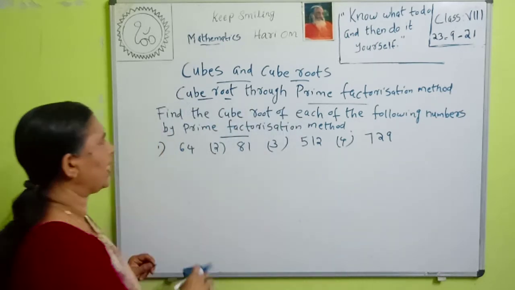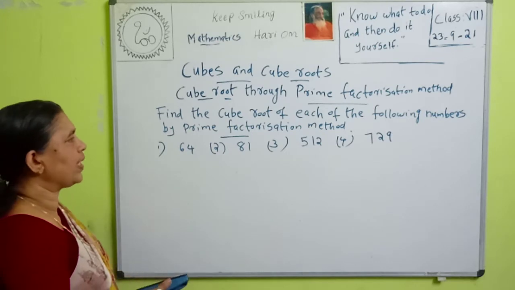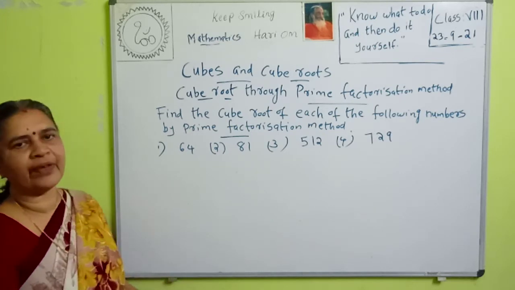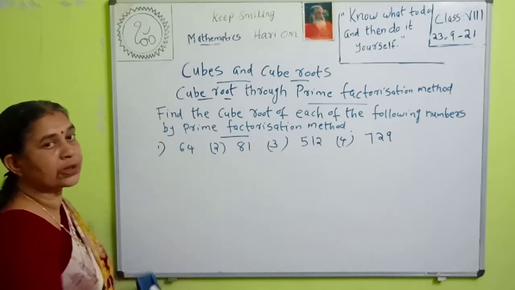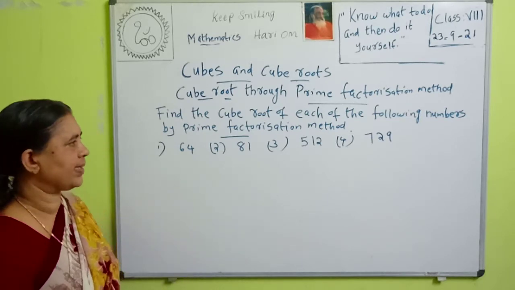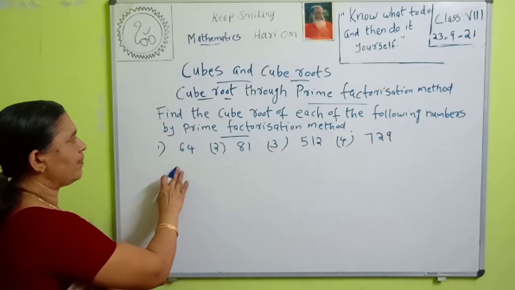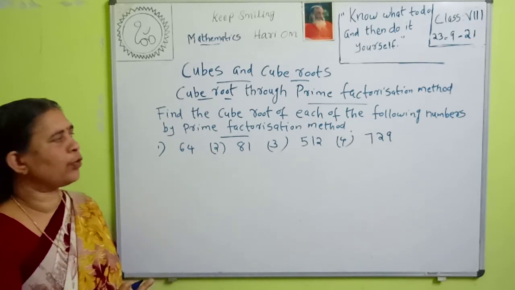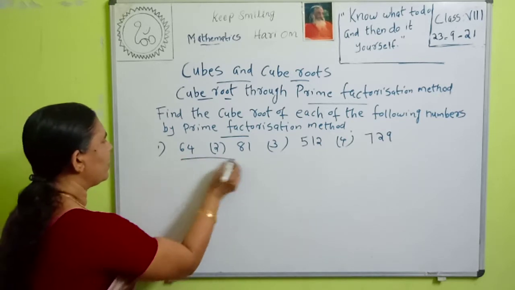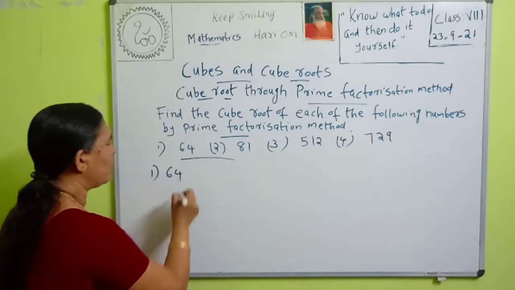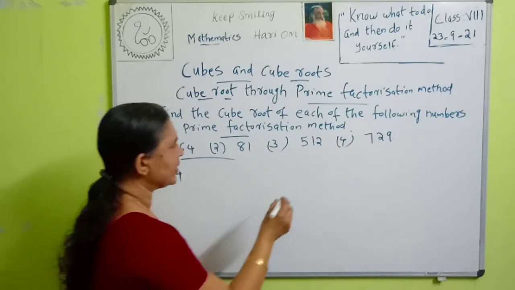Then here we are asked to find the cube root of each of the following numbers by the prime factorization method. In the last lesson we studied how to find the square root of a number by the prime factorization method. Then here we can study how to find the cube root of a number by the prime factorization method. First question is 64. What we do is first we factorize this 64.